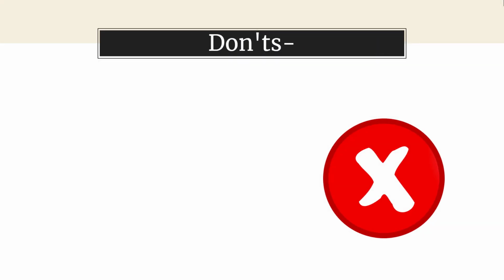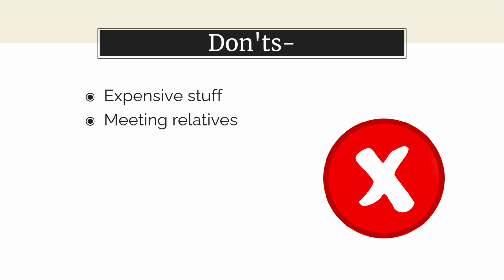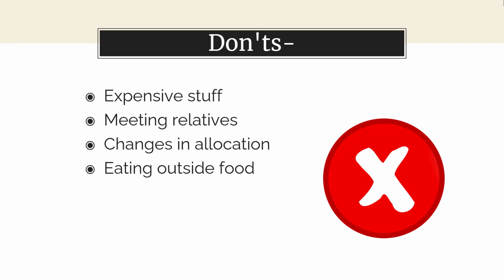Here are certain don'ts which you'll have to remember when you're going for the industrial visit. Not to bring expensive stuff with you. Also, meeting relatives: because it's an industrial visit, you have gone for a visit with some purpose, so avoid meeting any relatives if you have any there. Also, changes in allocation, sometimes bus allocation, hotel allocation, company allocation. Those allocations are done with well in advance planning by the college or the teachers. So don't make any changes at your end.